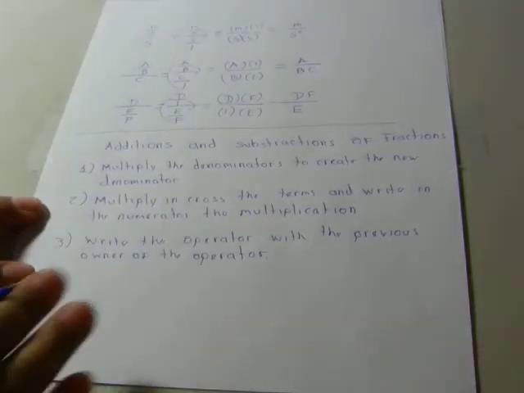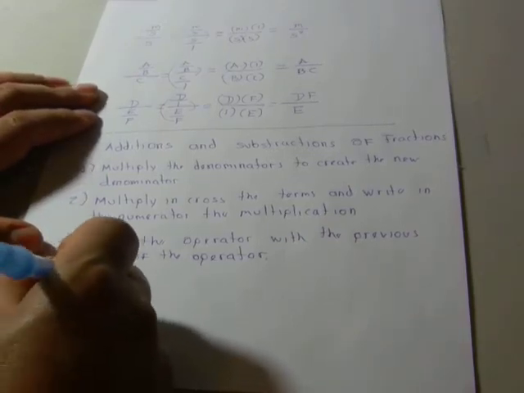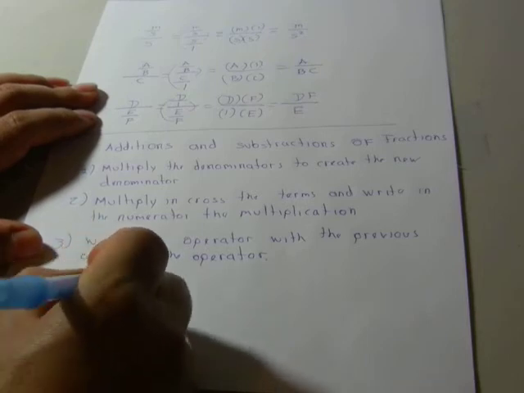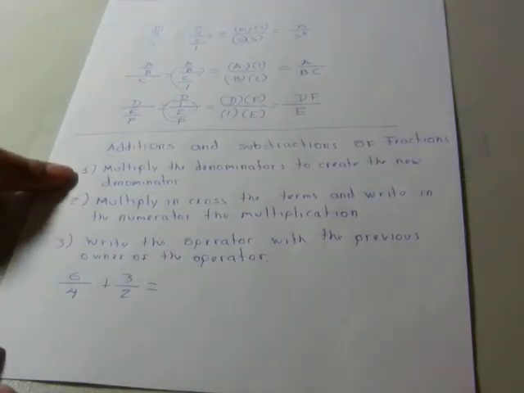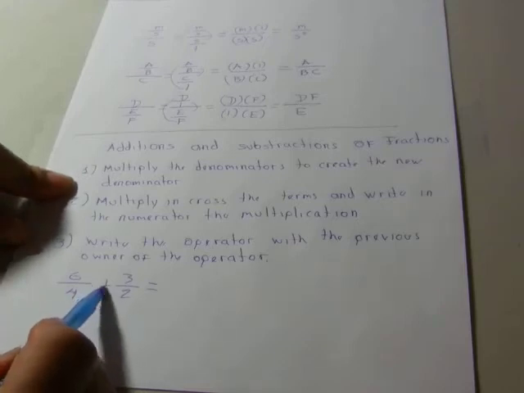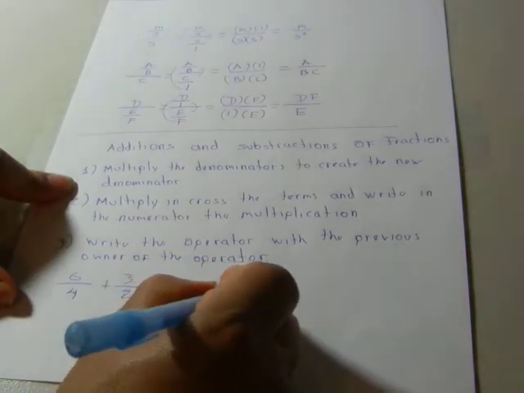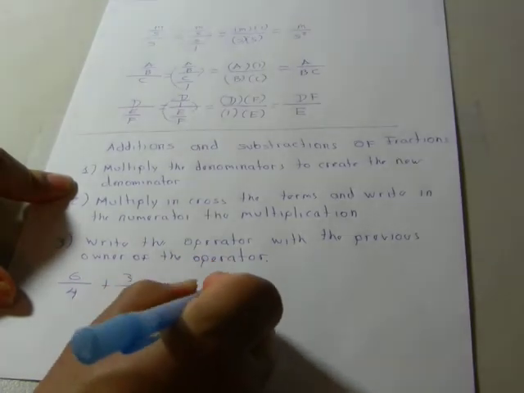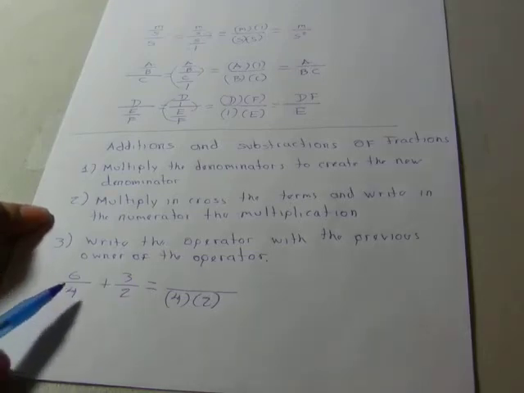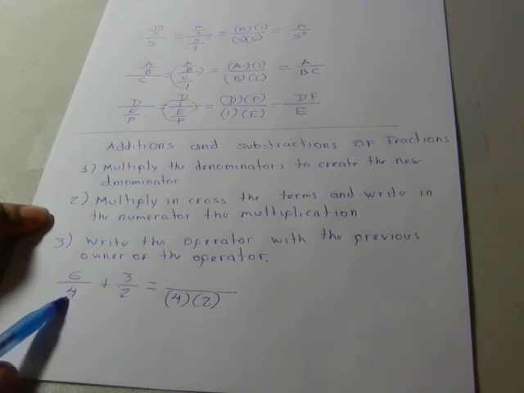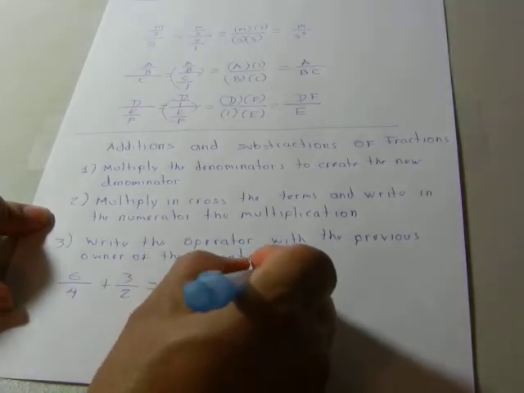Okay, 3 simple rules. Let's try to solve one example. Let's try to use 6 divided by 4 plus 3 over 2. Step number 1 says multiply. Whenever we have an addition of fractions, we need to multiply the denominators to create the new denominator. So it's going to be 4 times 2. Done. Step number 2 will be multiply in cross the terms. So in this case, 6 times 2 and 3 times 4.